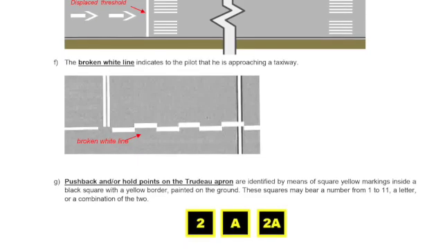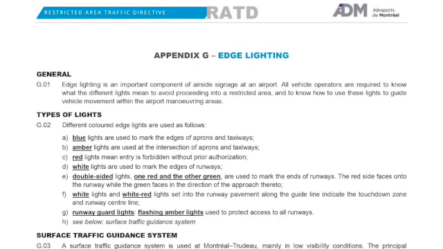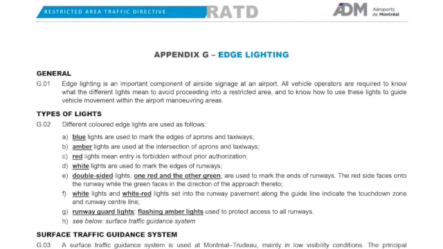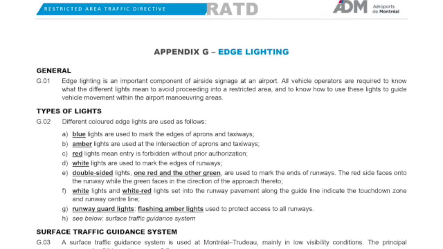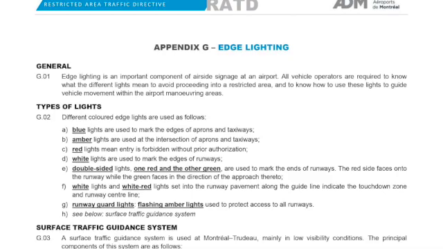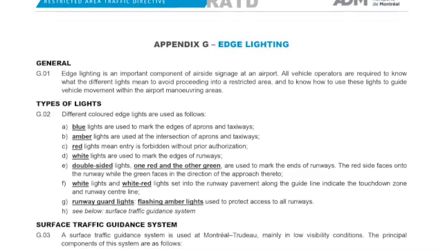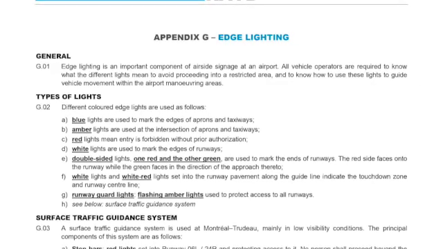Displaced threshold markings. Appendix G, Edge Lighting. General G.01: Edge lighting is an important component of airside signage at an airport. All vehicle operators are required to know what the different lights mean to avoid proceeding into a restricted area, and to know how to use these lights to guide vehicle movement within the airport maneuvering areas.